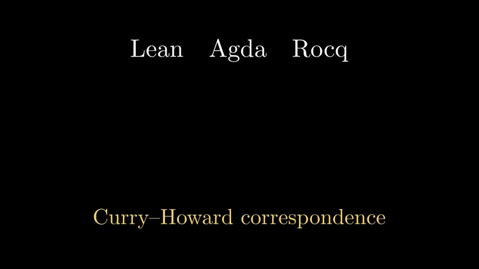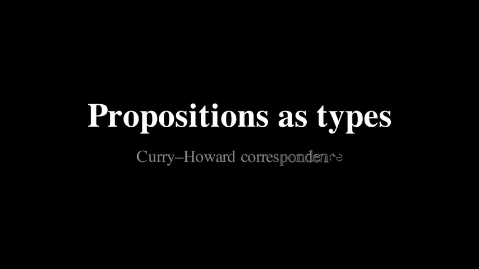Modern proof assistants like Lean, Agda, and Rocq, formerly known as Coq, can do this. And underneath all of them sits a single unifying idea: the Curry-Howard correspondence. The idea has a very simple statement. Every proposition can be encoded as a type, and every proof of that proposition is a term, a program of that type.